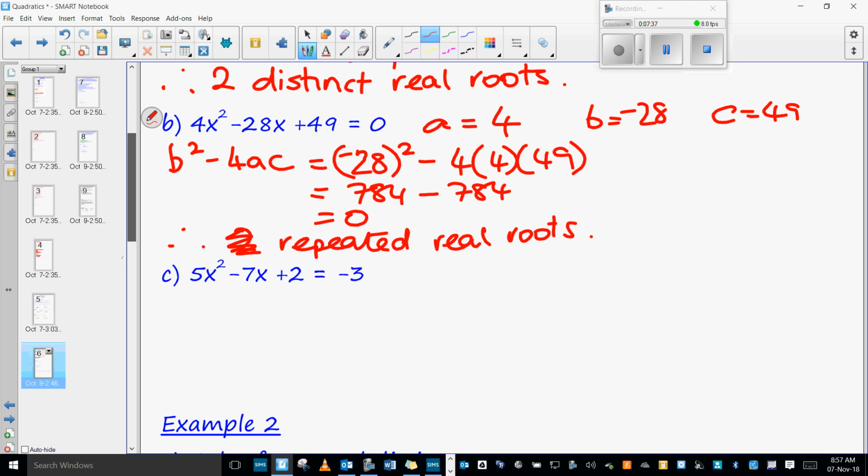Okay, what are we going to do this one first? So 5x squared, negative 7x plus 5.